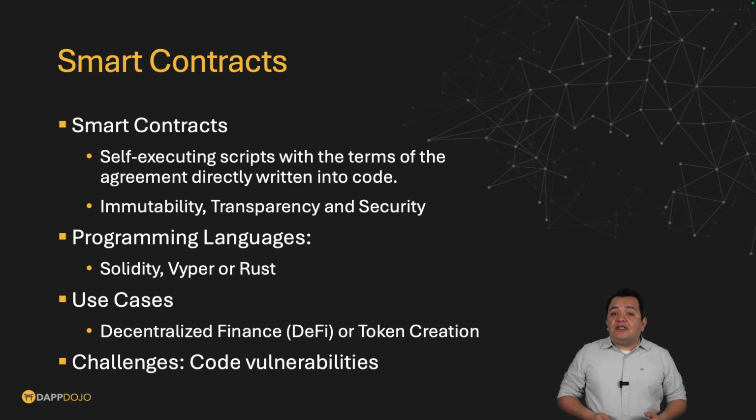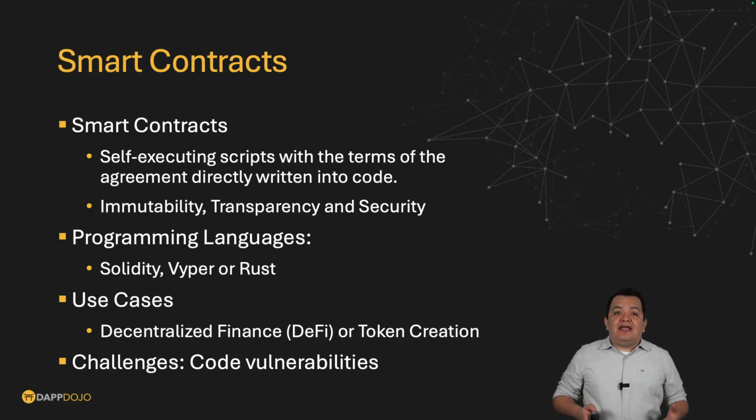Security is a paramount characteristic of smart contracts. The decentralized and cryptographic nature of blockchain technology makes it resistant to unauthorized access and tampering. Additionally, the immutability of smart contracts reduces the risk of fraud and manipulation.